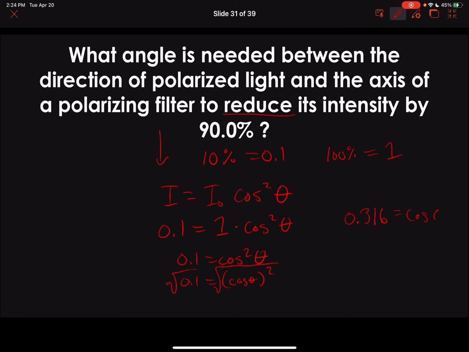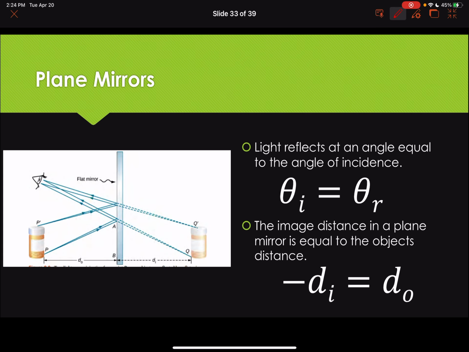Last thing we're going to cover real quick is images, and specifically we're going to talk about plane mirrors today. Things you need to know: when we reflect off surfaces, our incidence angle is equal to our reflection angle. We already talked about that. That's saying that whenever we reflect off a surface, our incident angle is equal to our reflection angle.